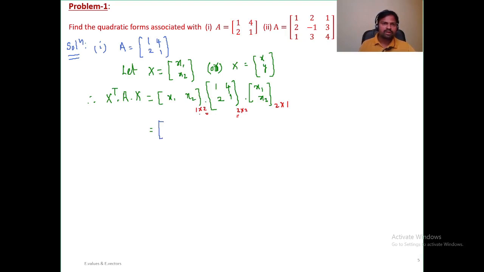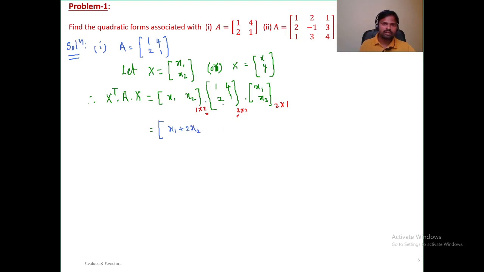So what is the order? 1 by 2. 1 row and 2 columns you will get, right? x1, x2 with this column. 1 into x1 is x1 plus 2 into x2. This is the first entry. 1 row 2 columns we will get.